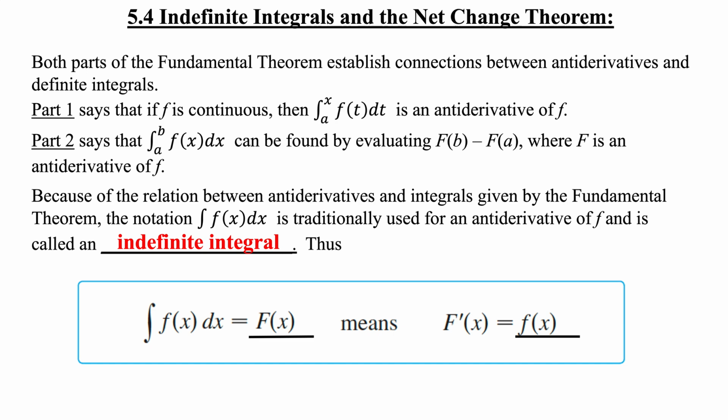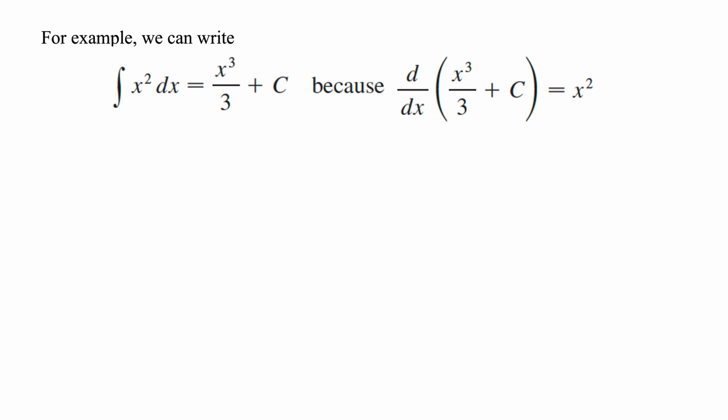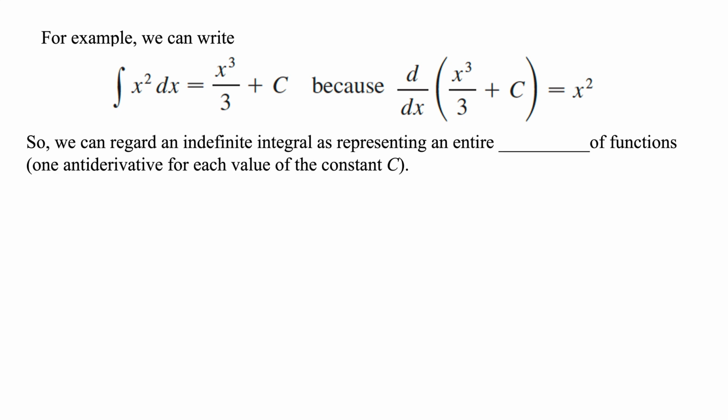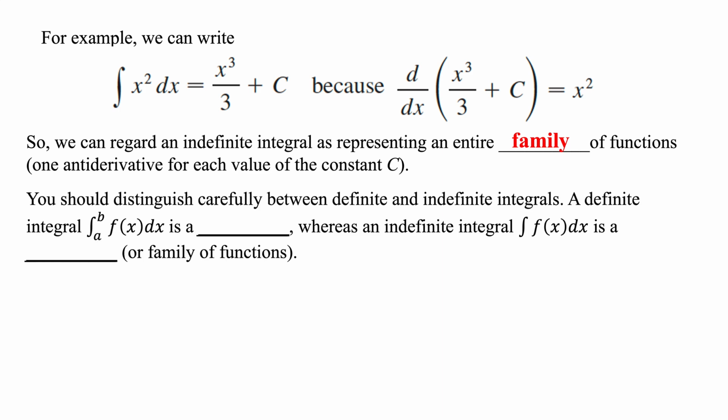We've discussed that in 5.3. So for example, we can write the integral of x squared dx is equal to x cubed over 3 plus c, because the derivative of x cubed over 3 plus c is equal to x squared. Remember, capital C is a constant and the derivative of a constant is 0. So we can think of an indefinite integral as representing an entire family of functions, one antiderivative for each value of the constant c.